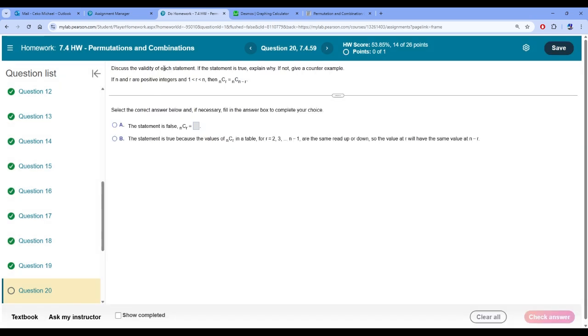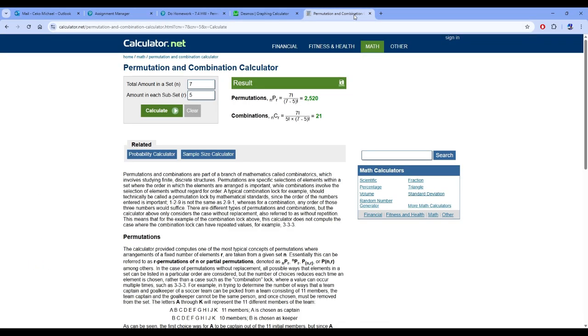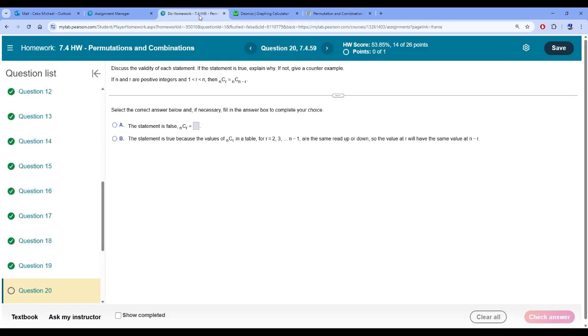Discuss the validity of each statement. If the statement is true, explain why. So if n and r are positive integers and 1 is less than r less than n, then nCr is equal to nC(n−r). Alright, so what this means is if I have 7 choose 5, that's 21. That should be the same thing as 7C2. And it is 21. So it is true.